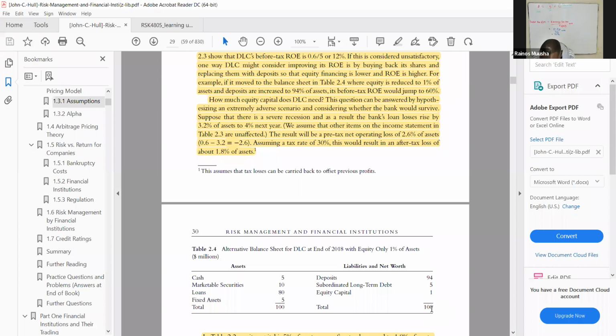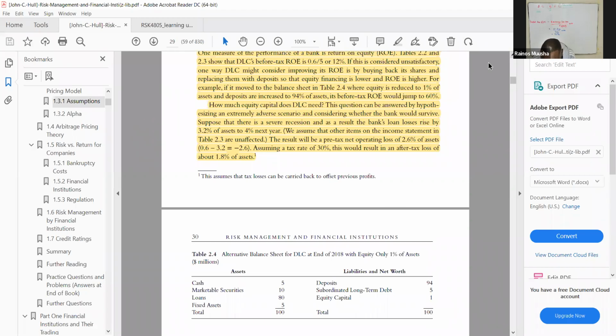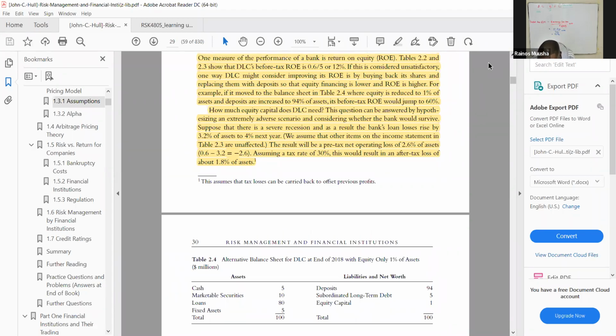Based on this, remember the earnings before tax were equal to 0.6 million. So 0.6 million divided by the value of equity, which is 1 million, means our before tax return on equity would jump to 60%. Are we on the same page, now that we're getting the 60% return in this case? Any questions there? Anyone lost?